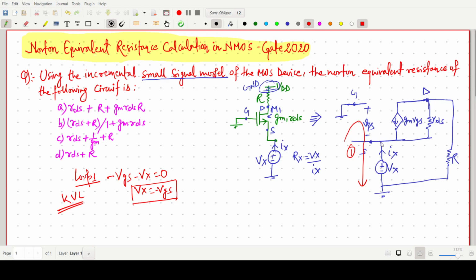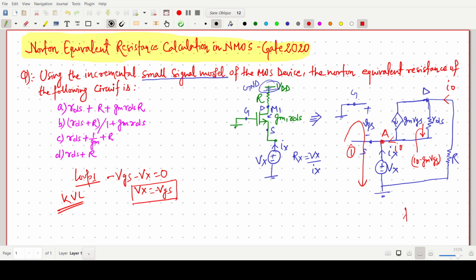Now again, see. Suppose this is point A. One current is coming, gm VGS, and for the time being, I am saying this one is some current, say I naught, any current. So the current in RDS will be how much? I naught minus gm VGS. This current is gm VGS, and this is I naught minus gm VGS. So this current is nothing but simply our I naught.